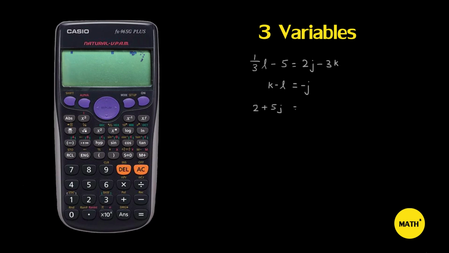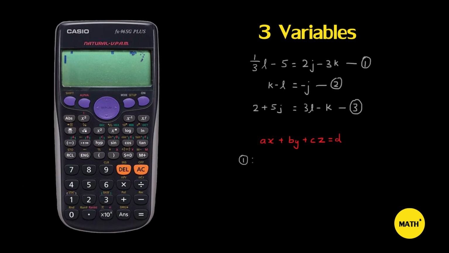We have these 3 equations below. For simultaneous equations that involve 3 variables, we likewise need to manipulate the 3 equations into this format: ax plus by plus cz equals d. First, we label the 3 equations.